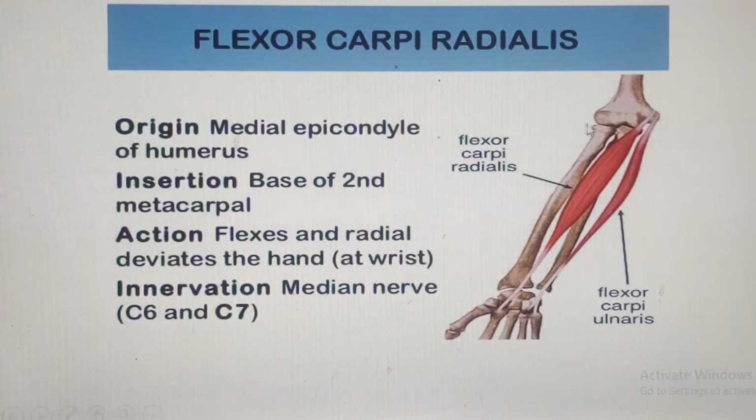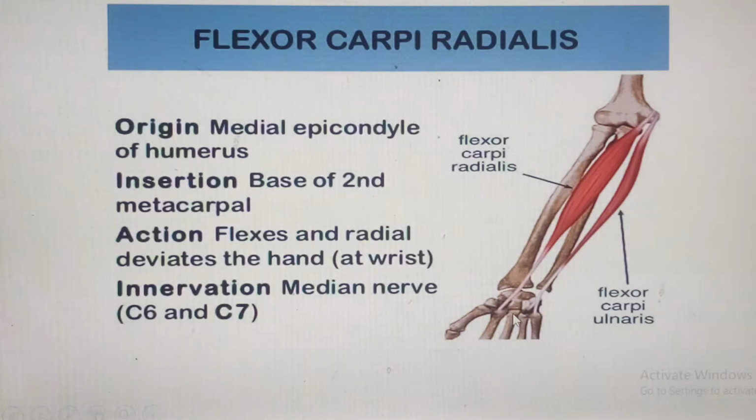And then radialis, because it's closer to the radius bone. Yes, because this flexor carpi ulnaris is closer to the ulnar bone. It has no attachment to the radius, neither does it have attachment to the ulna. So the name, the nomenclature, you have to really understand it. Okay, so this is flexor carpi radialis muscle.